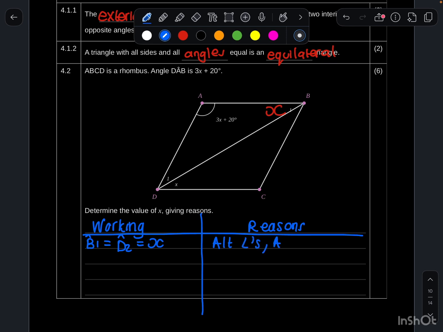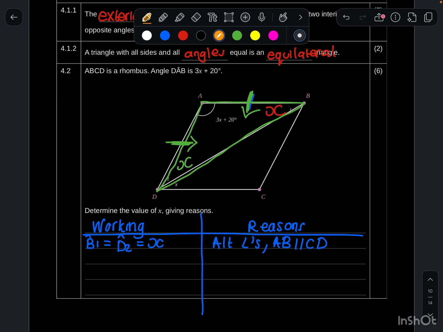Because AB, that line, is parallel to CD. We can then also say, because it's a rhombus, all the sides are equal. So in this specific triangle here, in ADB, we actually have an isosceles triangle. So those sides are equal, and in an isosceles triangle, the opposite angles are equal. So if that one is x, then this one is also x.